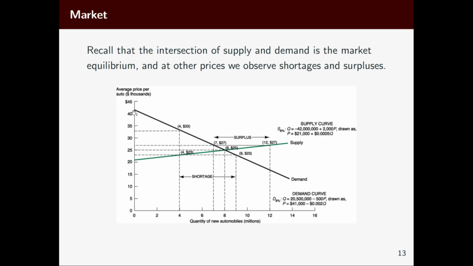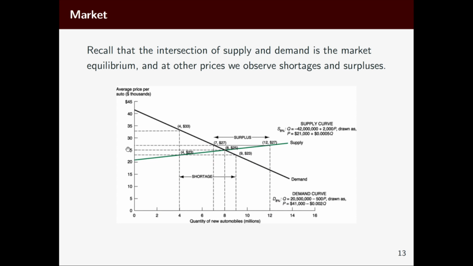For a market, again, a market is just where we have a demand curve and a supply curve. The market equilibrium is where supply intersects demand, and the market equilibrium price is going to be the price at that point. The market equilibrium quantity demanded, or market equilibrium quantity, is going to be the quantity at which those two curves intersect. And at any other price, we're going to have either a shortage or a surplus.